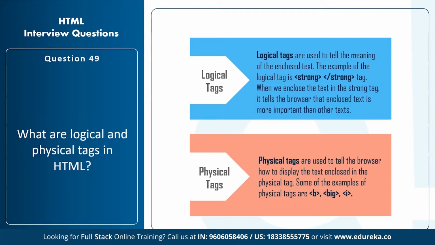And talking about the physical tags, these are used to tell the browser how to display the text enclosed in the physical tag. So some of the examples include the B tag, which is used for making your element bold. Then we have the big tag and also the I tag. So these are the different examples for your physical tags.